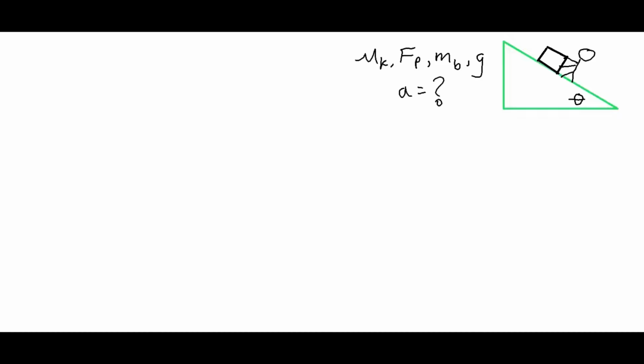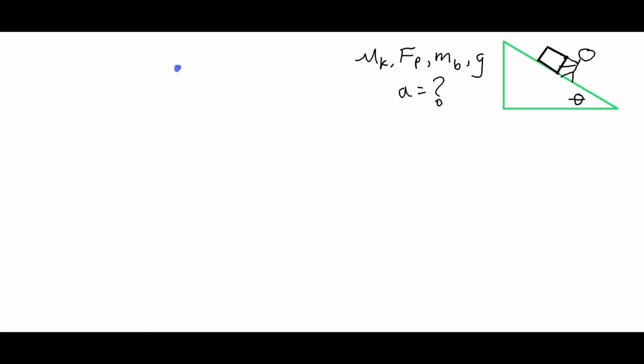Now for our second problem, we're going to be looking at a scenario where someone is pushing a block up an incline, and we're going to solve for the acceleration in terms of mu sub k, Fp, mb, and g. This one is going to be a little bit more complex than the first one, and it's focused more on the concepts and knowing your trig and algebra as well.